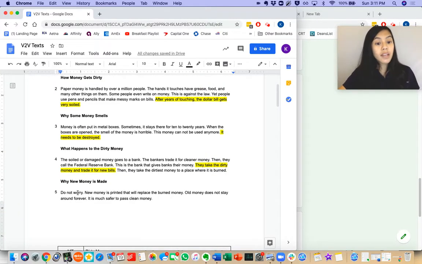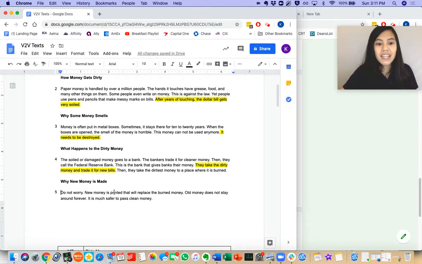Sentence 1, do not worry. That sounds like a catchy opening. Let's check the last sentence. It is much safer to pass clean money. Again, this sentence is about clean money, but I do know that most of my text was about what happens to the dirty money. Let's read the rest of the paragraph.